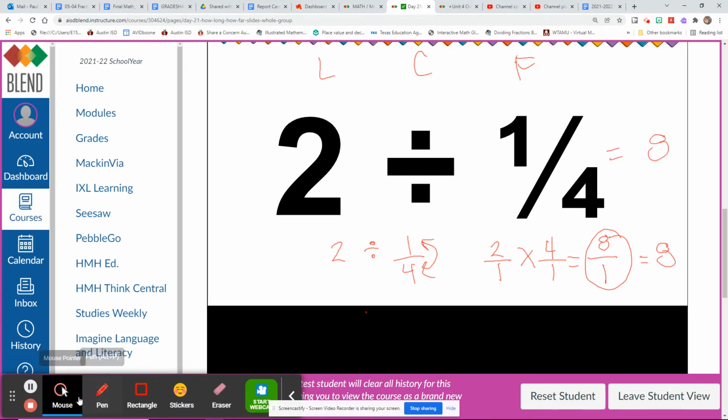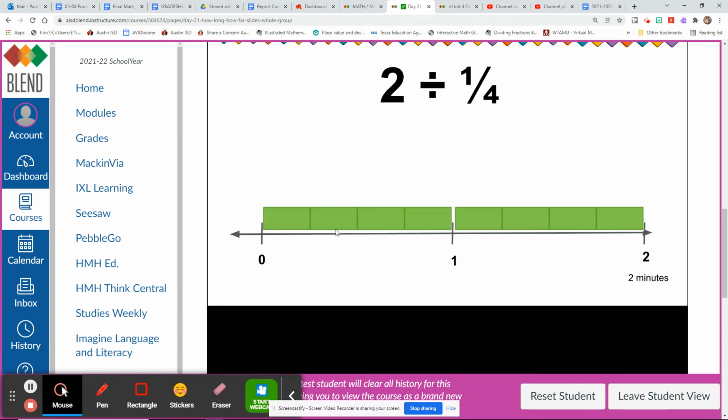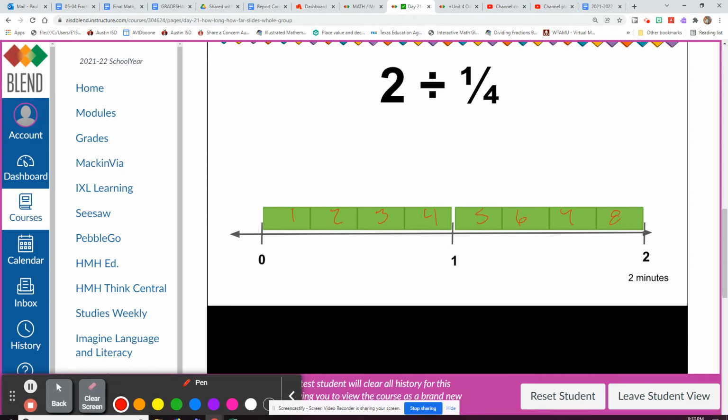Once again, here is a picture of that. Here is 1 whole, 2 wholes split into 1/4 size pieces. So in total, we have 1, 2, 3, 4, 5, 6, 7, 8 1/4 size pieces. And if you have 8 1/4 size pieces, you have 2 wholes.